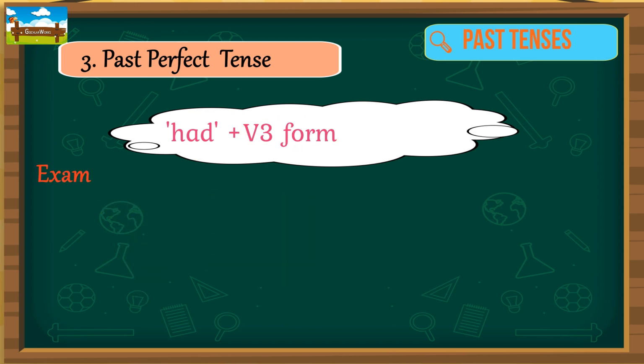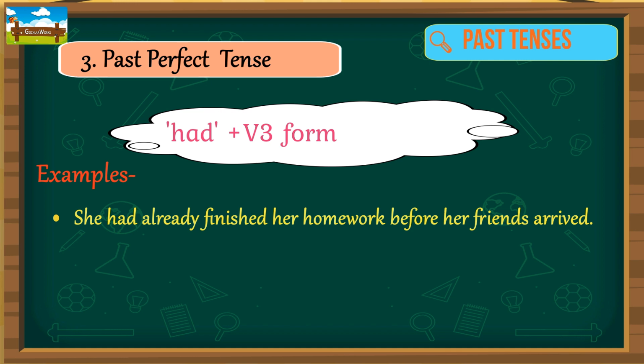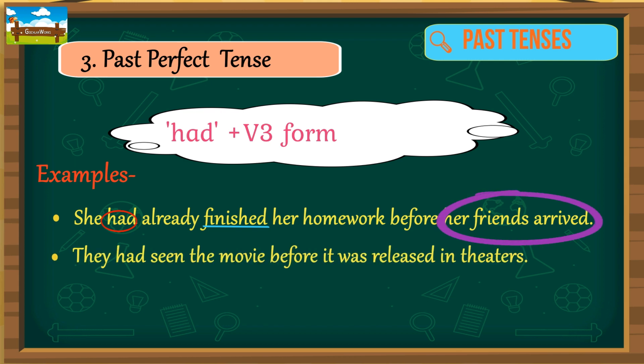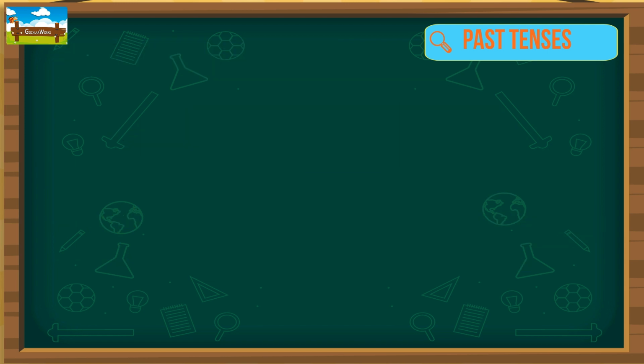Now, let's look at a couple of examples. She had already finished her homework before her friends arrived. In this sentence, the action of finishing the homework was completed before another action in the past, her friends arriving. They had seen the movie before it was released in theaters. Here, the action of seeing the movie happened and was completed before a specific point in the past, the movie's release in theaters.